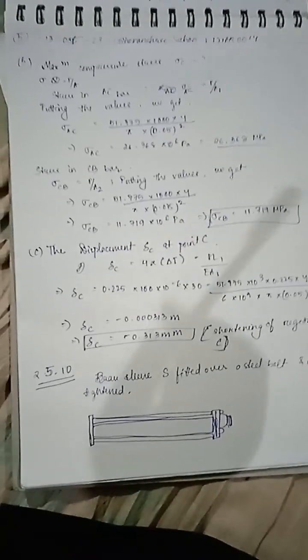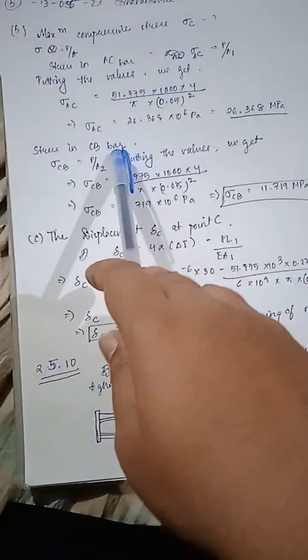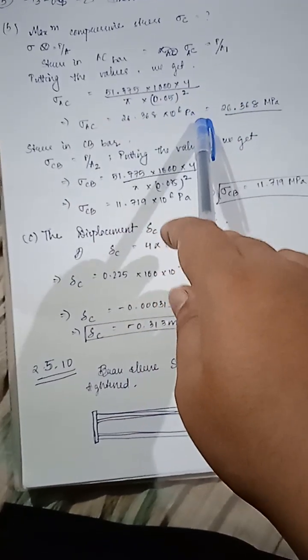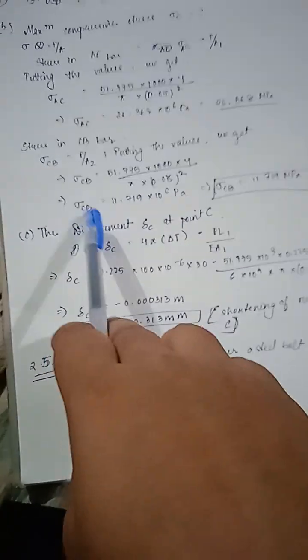So maximum compressive stress sigma C is equal to P by A. So stress in AC bar is P by A1, which gives us 51.75 into 10,000 into 4 by pi into 0.05 whole square, which is 26.36 MPa. Stress in CB bar, similarly on solving we get 11.71 MPa.